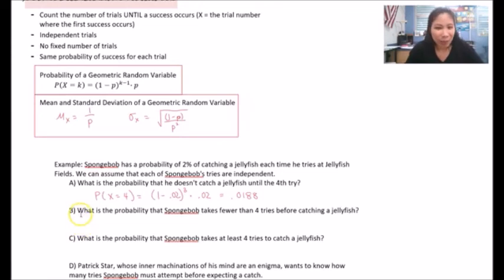Okay, part B, what is the probability that SpongeBob takes fewer than 4 tries before catching a jellyfish? So fewer than 4 tries means that we are looking for x is less than 4. And here, unlike the binomial random variable, we can't actually have 0 as an x value. Because if you think about it, we're saying x stands for when you get a success. So x equals 0 means, oh geez, so sorry.